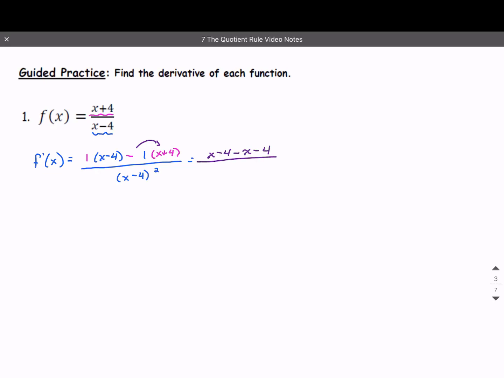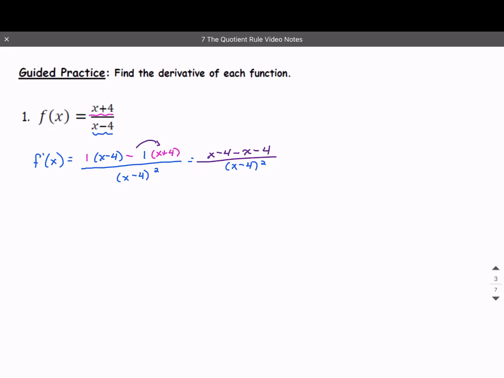And do yourself a favor, do not square out the denominator. Right now, we are just finding the derivatives. Eventually, you're going to be using the derivatives for things. And when you use the derivatives, you're going to want them in factored form so that you can find out when the derivative is 0 and when the derivative is undefined, which means if you squared out the x minus 4, you would then have to factor it. So don't make more work for yourself. The only time you'll have to square out the bottom is if it's a monomial.